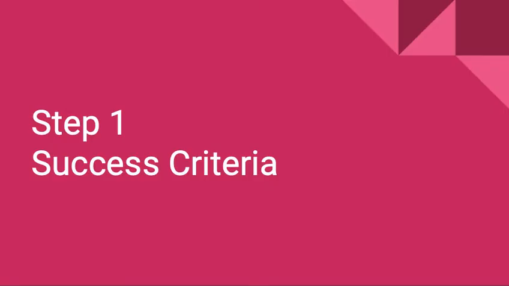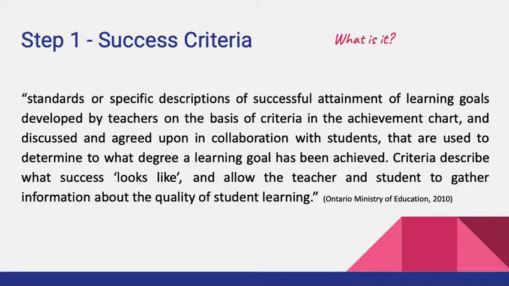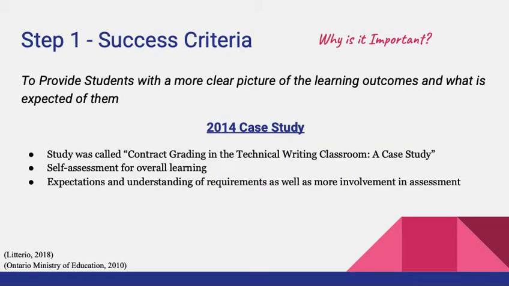We're going to start with defining success criteria. Here's a quote from the Ministry of Education that creates a clearer picture on what success criteria is. It is standards or specific descriptions of successful attainment of learning goals developed by teachers on the basis of criteria in the achievement chart and discussed and agreed upon in collaboration with students that are used to determine what degree a learning goal has been achieved. Criteria describes what success looks like and allows the teacher and student to gather information about the quality of student learning. This better depicts the expected learning outcomes for students.